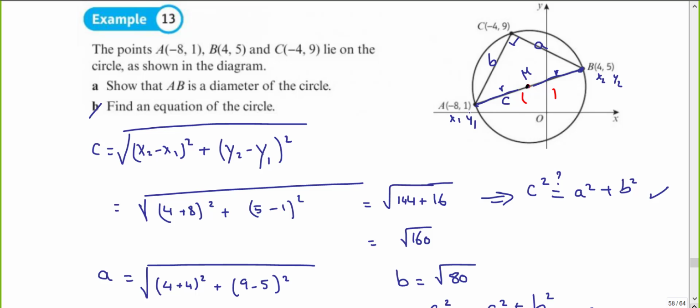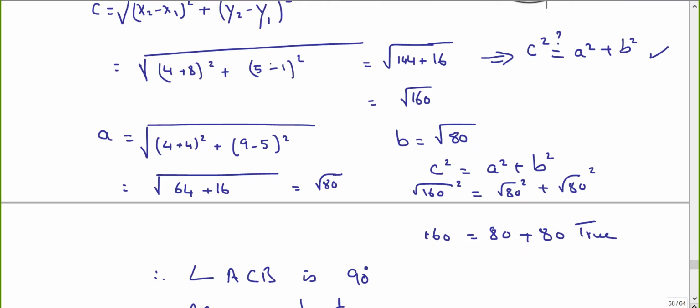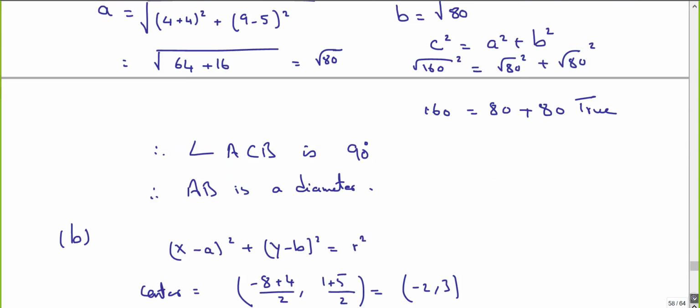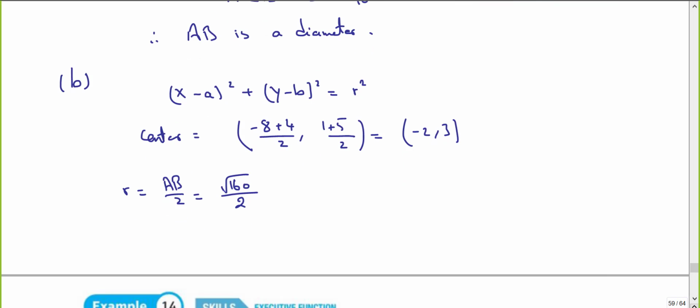You already have AB, which is side C from the beginning. This is AB, side AB. Okay, this root 160. So what to do, Adam? Radius is diameter divide 2. Very simple. You don't need to do anything. Just divide the root 160, divide 2. And keep it this way. Don't do anything. Okay. Then substitute.